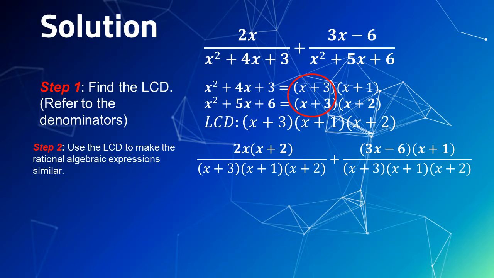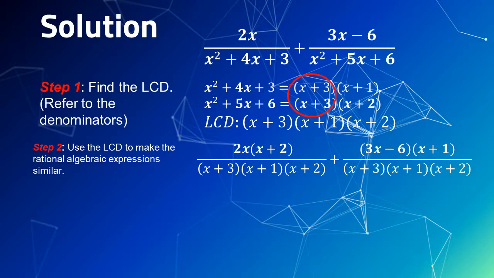So this is counted as 1. So that is x plus 3 times x plus 1 comes from here. And then the other one is x plus 2. The other one here. So we have here the least common denominator. Our second step is that we are going to use the LCD to make the rational algebraic expressions similar. So we have here the LCD. Then this one will be divided by this one.